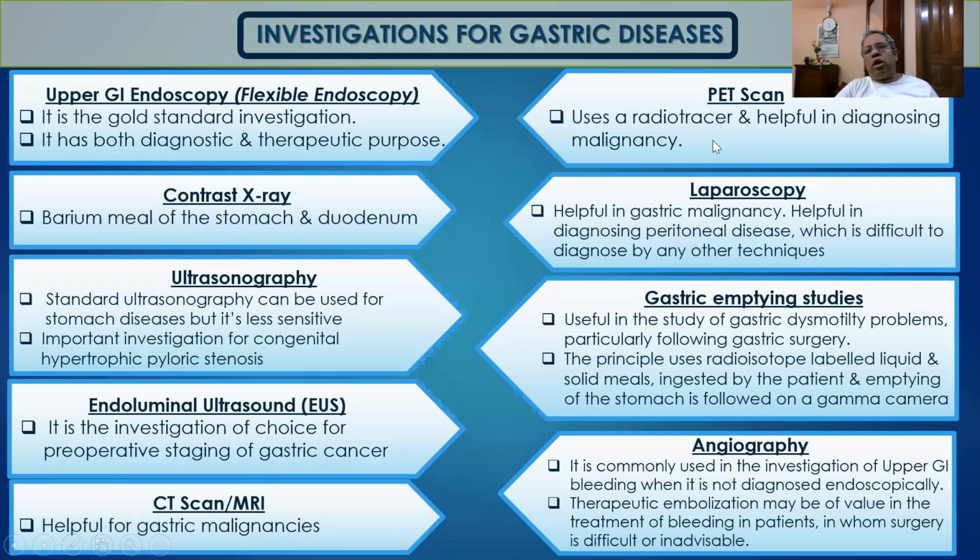This is positron emission tomography scan, which is helpful not only for carcinoma stomach, but can also diagnose distant metastasis. But it is costly, so routinely we do not practice it. It is also not available throughout the country. Only two or three centers in Dhaka City have it, so it is reserved for wealthy people only.